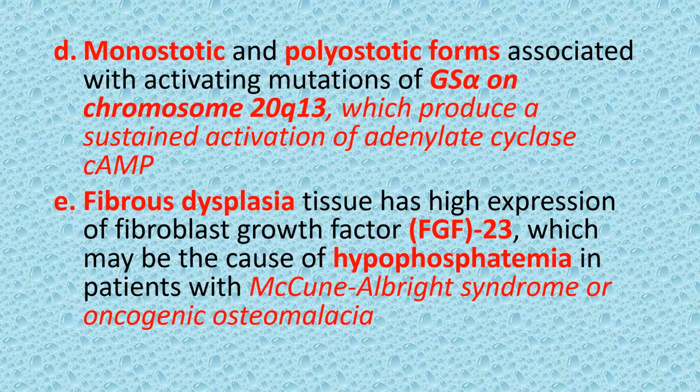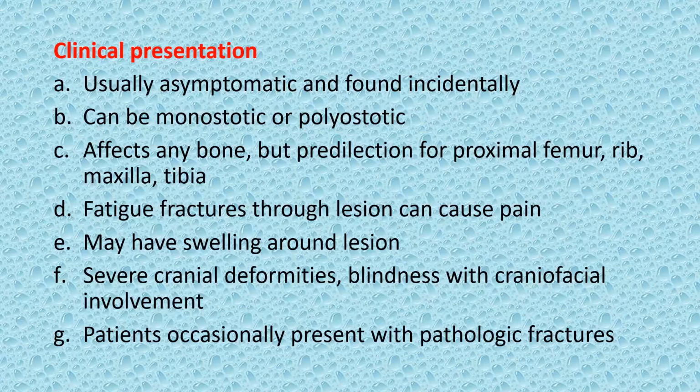Fibrous dysplasia has high expression of fibroblast growth factor 23, which may be the cause of hypophosphatemia in patients with McCune-Albright syndrome or oncogenic osteomalacia. Usually, they are asymptomatic and found incidentally. They can be monostotic or polyostotic.